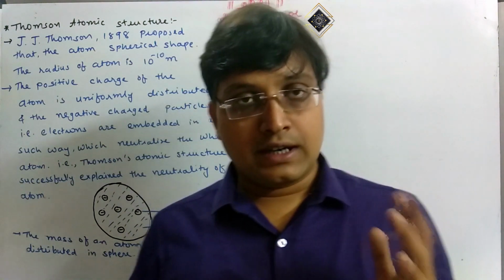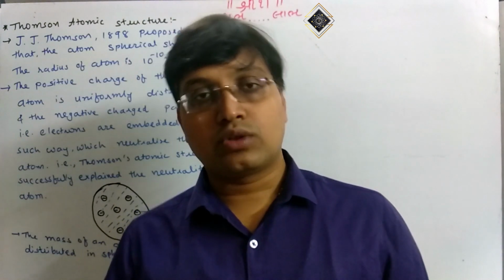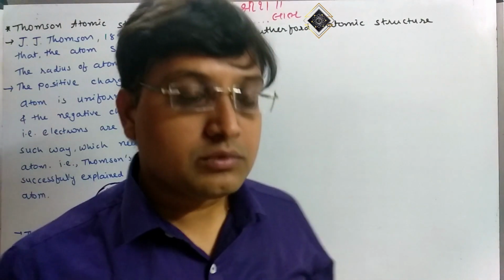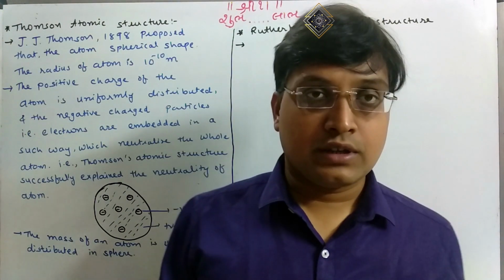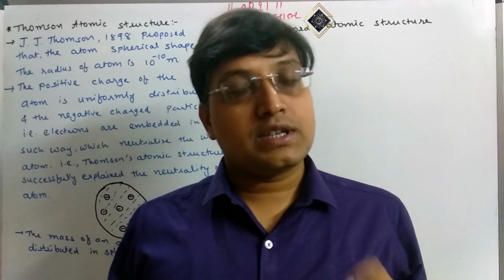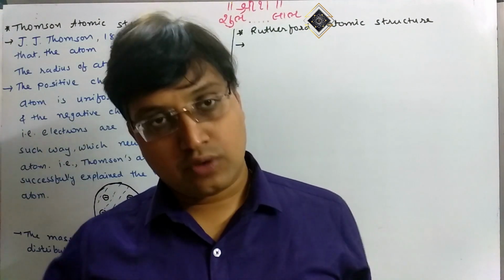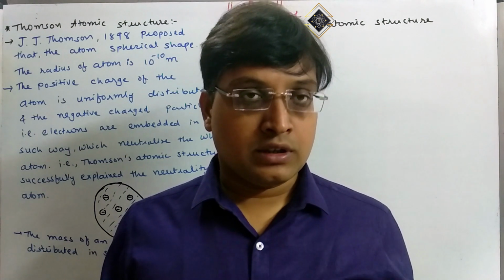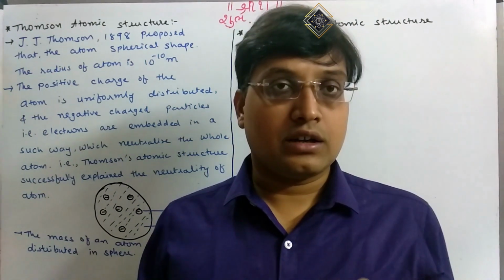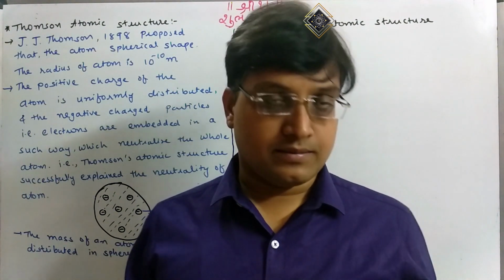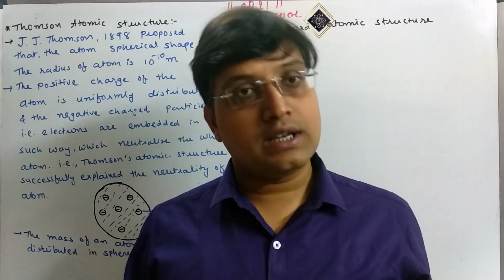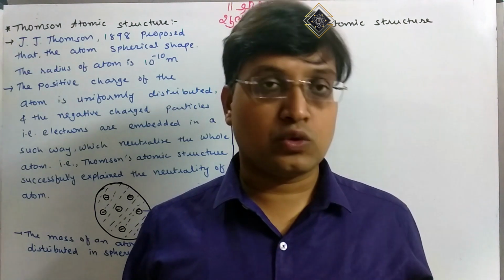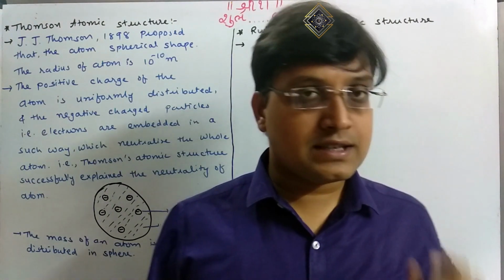Okay, let's start with the next atomic structure, that is Rutherford's atomic structure. Rutherford and his students performed the experiment of scattering of alpha particles by metal foil. They bombarded alpha particles on gold foil. The thickness of the gold foil is roughly 100 nm. This gold foil is surrounded by a fluorescent screen. The radiation is emitted by the source of radiation. You can see it in the figure.